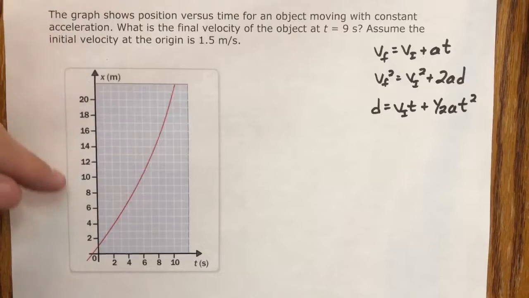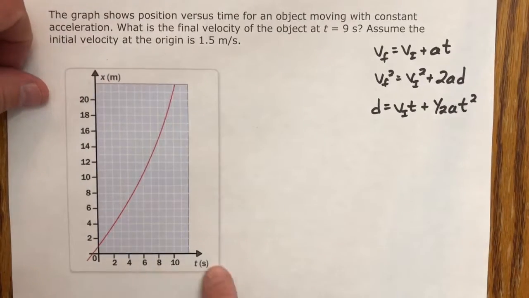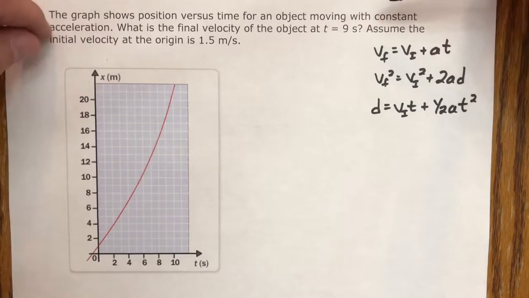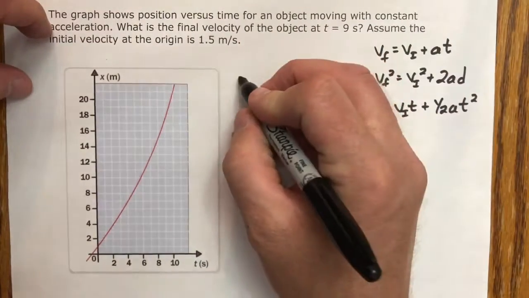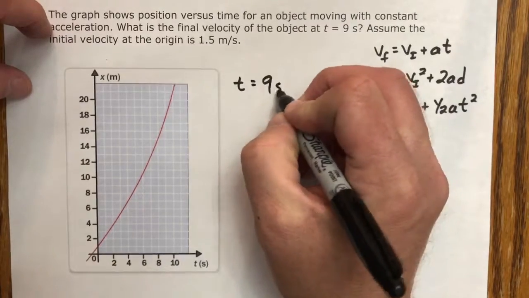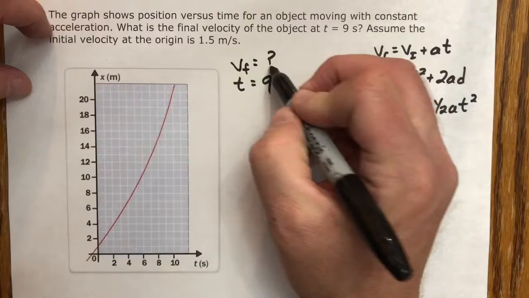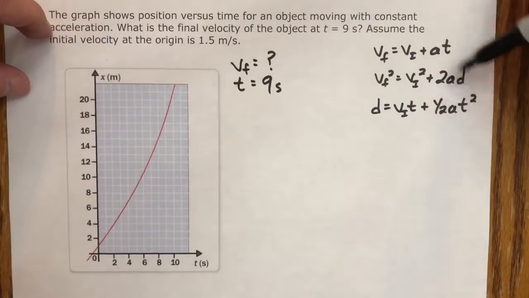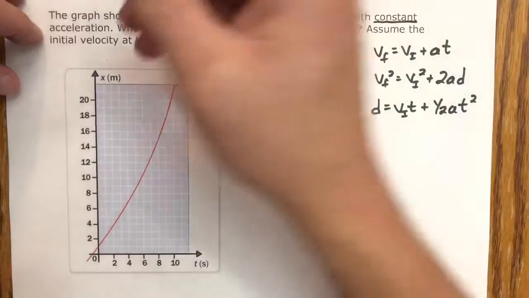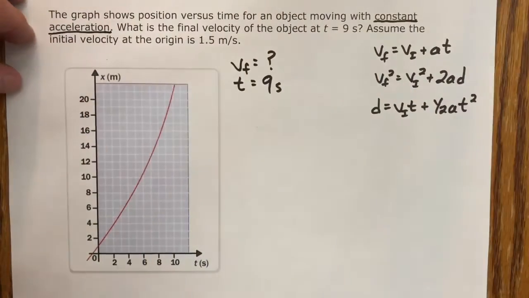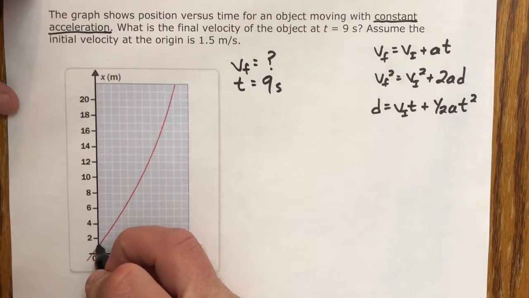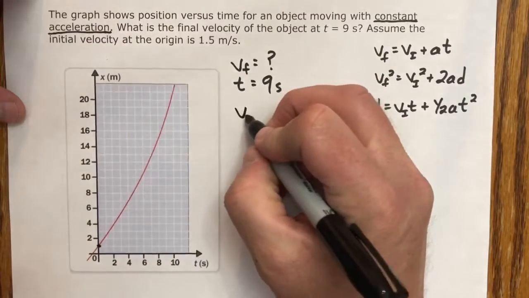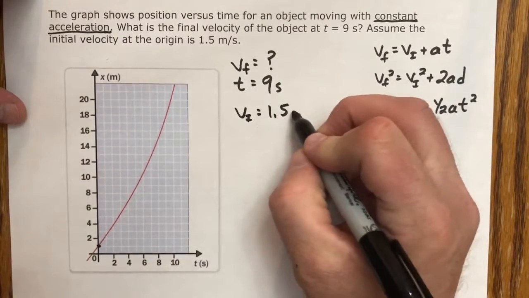The graph shows position versus time. So this is position, this is the x, this is time down here. For an object moving with constant acceleration, what is the final velocity of the object at time t equals 9? So t equals 9 seconds, we want to know the final velocity. And we know we can use these 3 equations because it's a constant acceleration. These kinematics equations can only be used with constant acceleration. Assume the initial velocity at the origin, so at that point right there, the initial velocity is 1.5 meters per second.